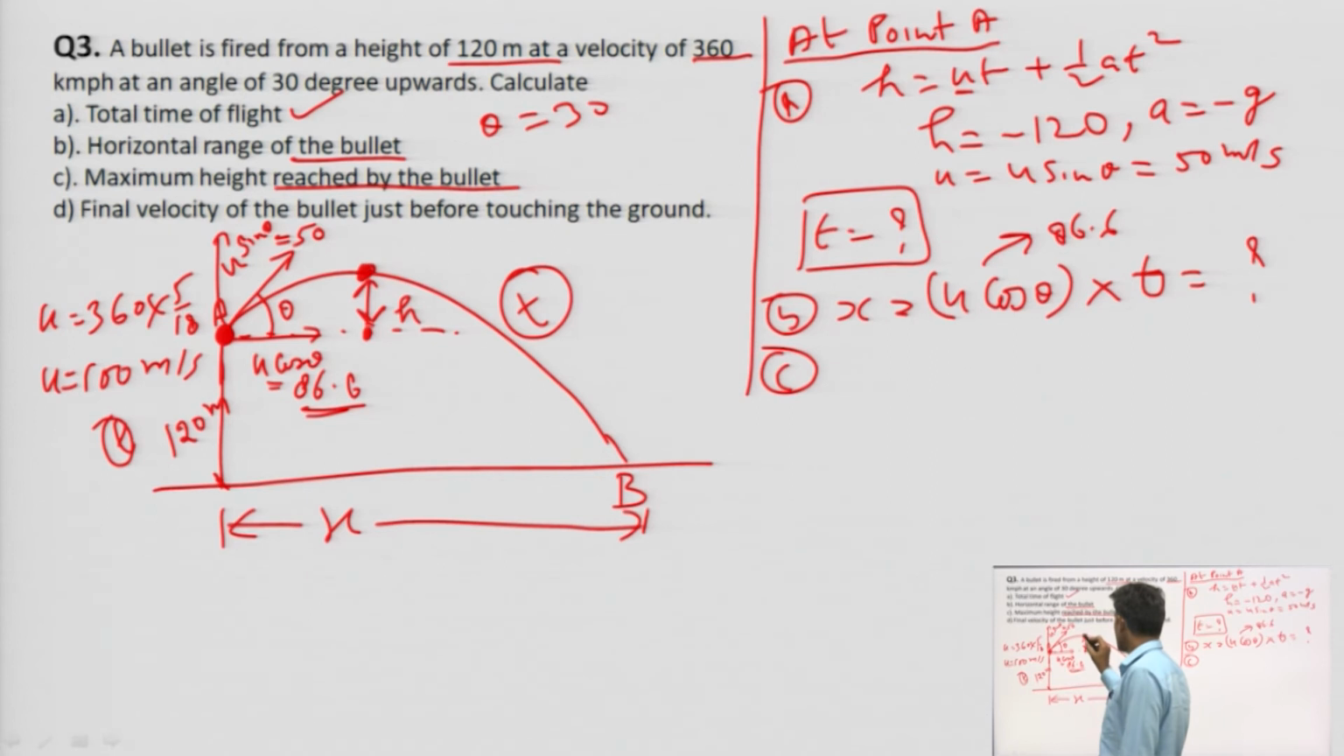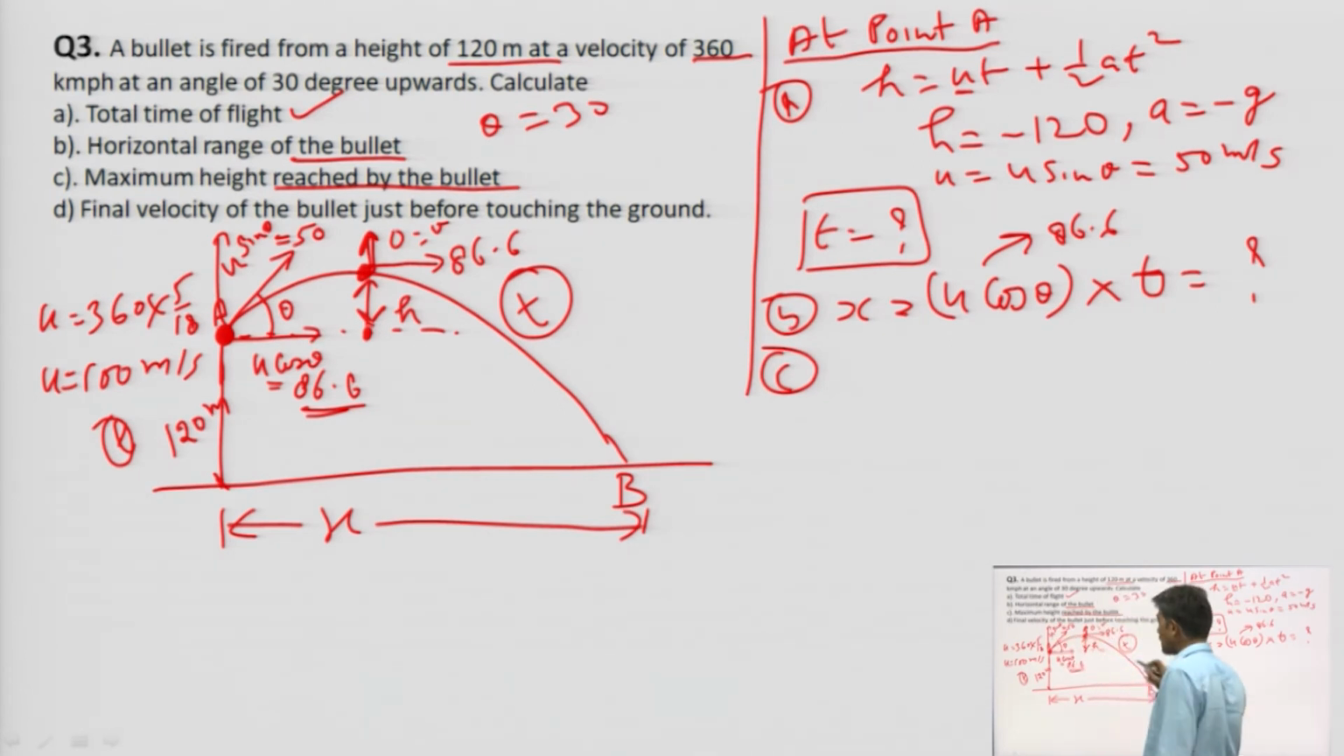At the maximum point, what will be the vertical component of velocity? Vertical component of velocity will be 0. Horizontal component of velocity will be the same, u cos theta, means 86.6, but we are concerned with v equal to 0. So, to calculate the value of h, we will apply v square is equal to u square plus 2 a s.